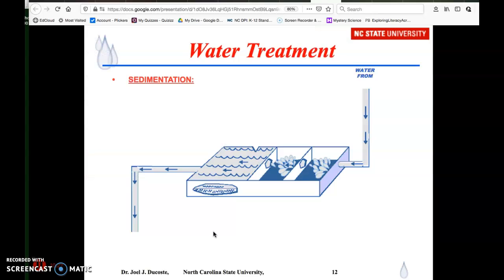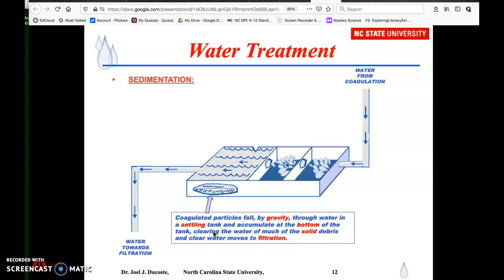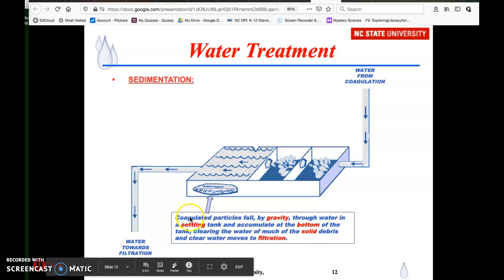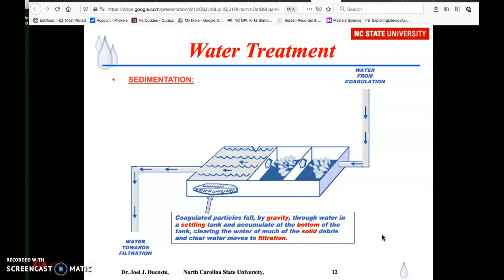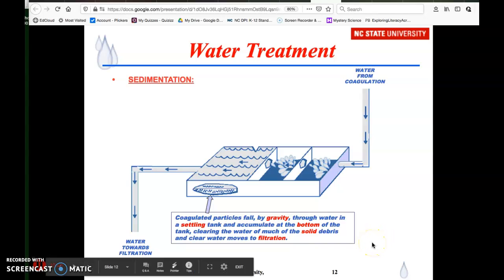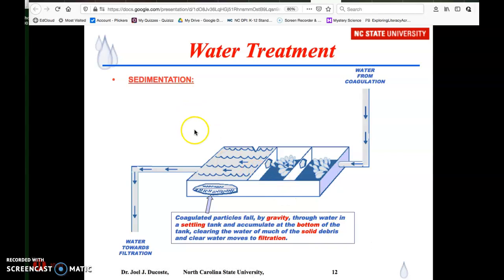Good. So sedimentation, there we go. Coagulation particles fall by gravity through water in a settling tank and accumulate at the bottom of the tank, clearing the water of much of the solid debris, and the clear water moves to filtration. So the next step after sedimentation is filtration. Sedimentation is when that floc falls by gravity. It sinks down into the tank.